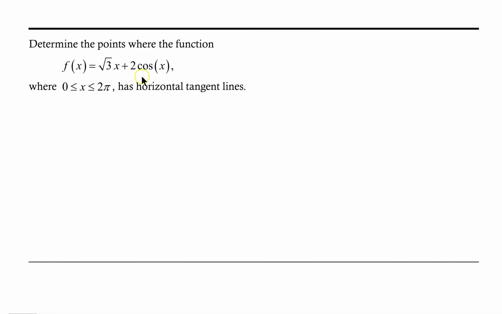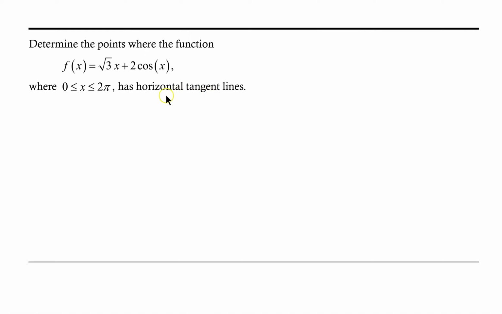Let's take a look at an example of finding a horizontal tangent line to the curve of a function that involves a trigonometric function. So we want to determine the points where the function f of x equals the square root of 3 times x plus 2 times cosine of x, where we're limiting the values of x to lie between 0 and 2 pi, has horizontal tangent lines.